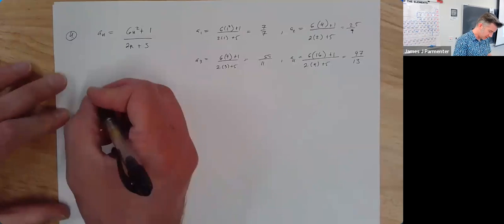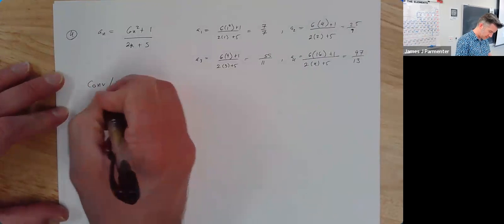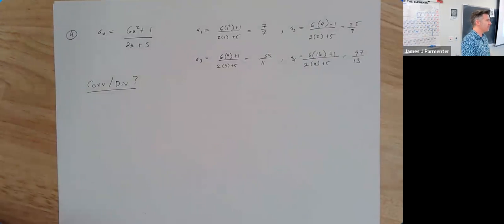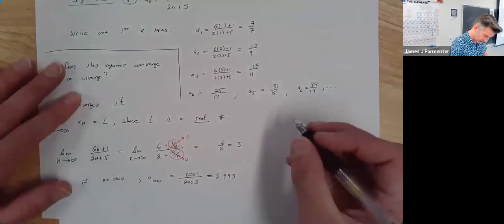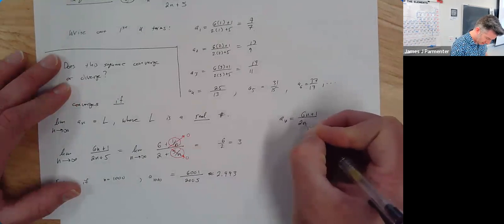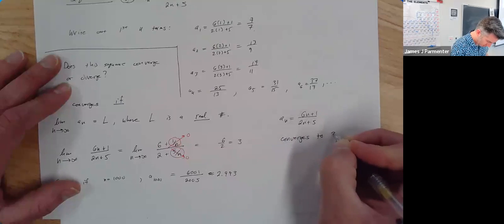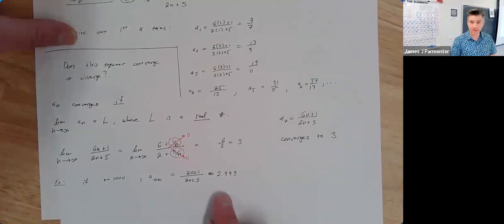More important question, does the sequence converge or diverge? I will say, usually the language of these questions is, does the sequence converge or diverge? And if it converges, what does it converge to? So in the last question, the sequence converged and it converged to 3. So I should go back and write that down. So in this case, I will point out a sub n equal to 6n plus 1 over 2n plus 5 converges, and it converges to 3. Just to be explicit about what we're saying there.